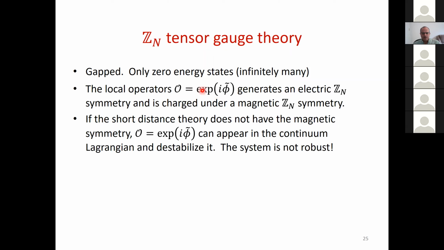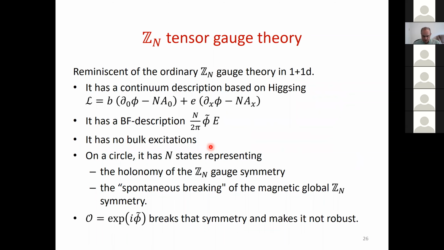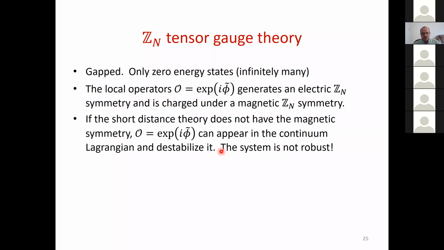Now, if the short distance theory does not have the magnetic symmetry, like when we are on the lattice, then this operator can appear in the continuum Lagrangian and destabilizes the system. So a condensed matter person would say that this operator is present and therefore the system is not robust. For a high energy physicist, we don't care about the lattice, we just have a continuum system and it has a symmetry, and therefore this operator is naturally tuned to zero. So that's what I wanted to comment on the Zn gauge theory.